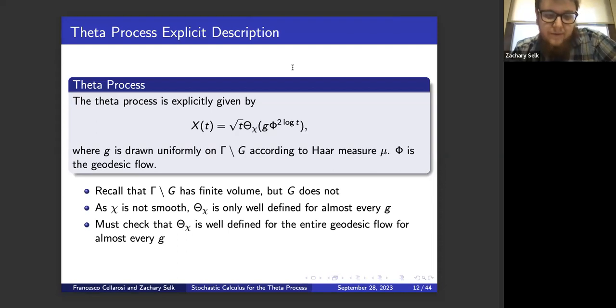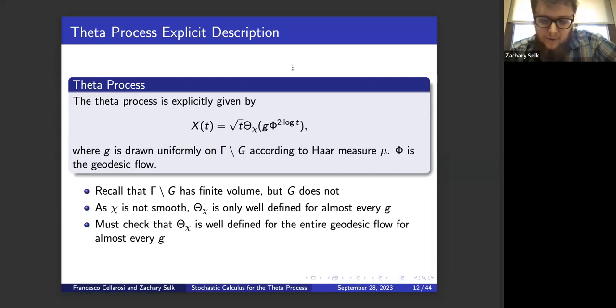And again, there's a few things that are difficult here, but one thing that Markov and Celerossi had to work very hard on was the smoothing and unsmoothing of the chi. So this is only defined almost everywhere for almost everywhere G, but that's good enough for defining this process. And then you have to also check that it's defined along the entire geodesic flow for almost every G. And this is the theta process.